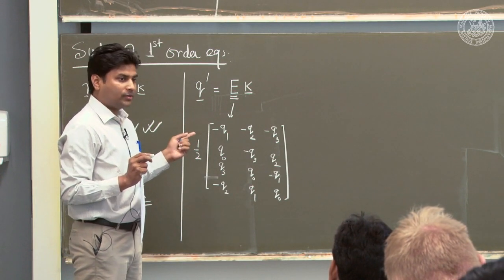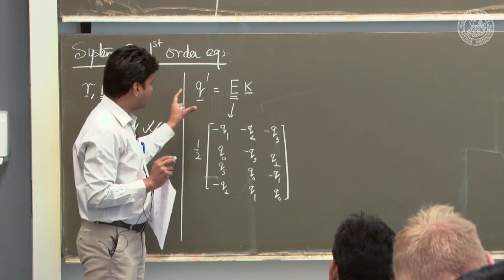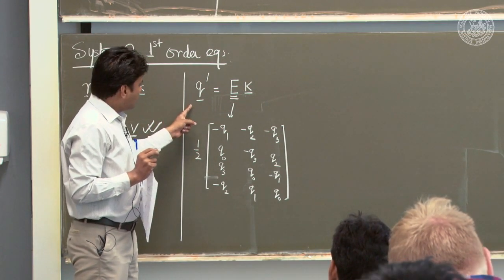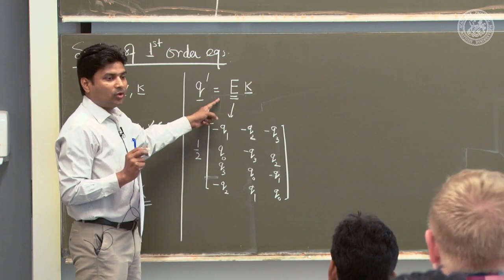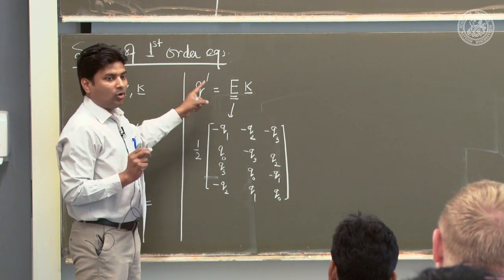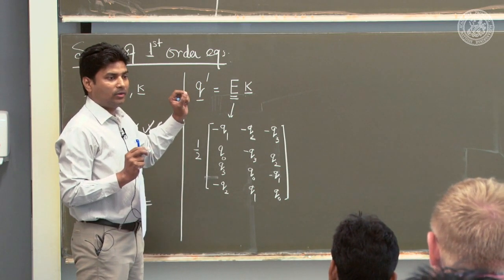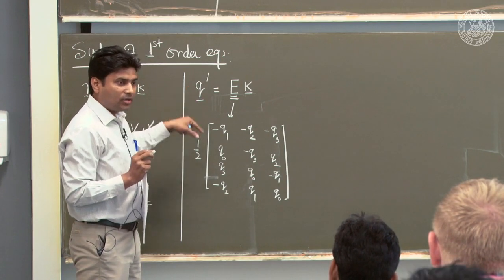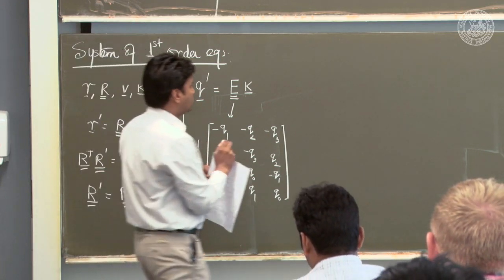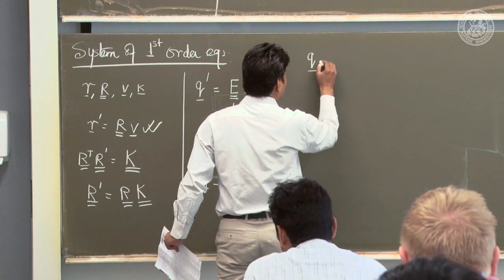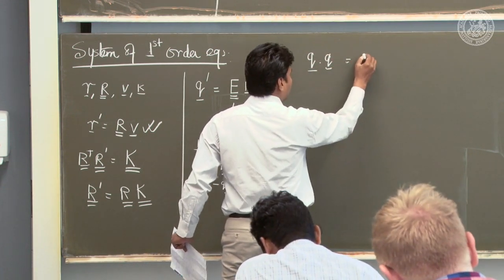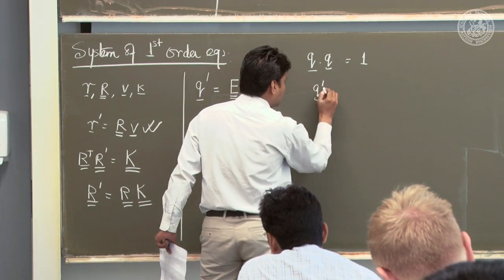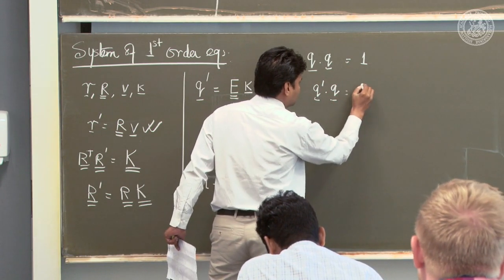You can derive it, of course. I haven't derived it, but take it as a known fact. You can also derive it. And this equation is such that it also satisfies that the norm of Q remains 1 always. Q has to be such that its norm is equal to 1, which means Q dot Q has to be always equal to 1. So that means Q prime dot Q should be equal to 0.